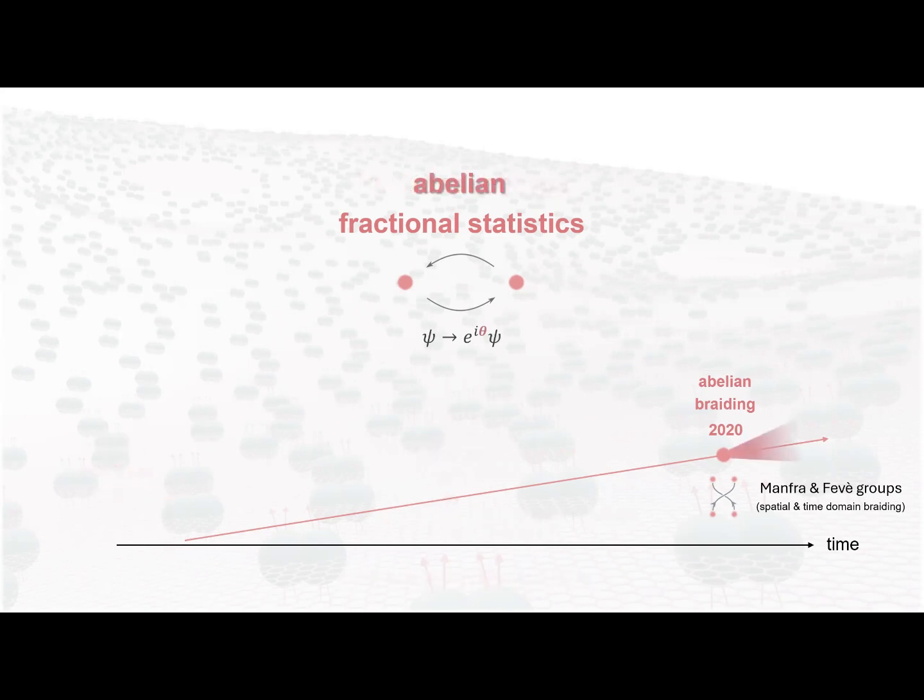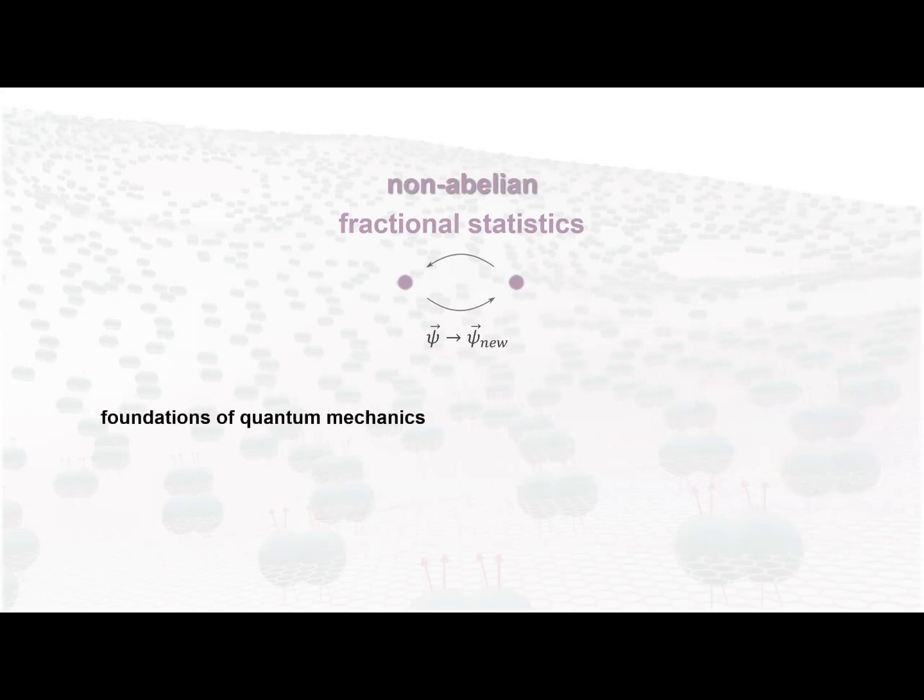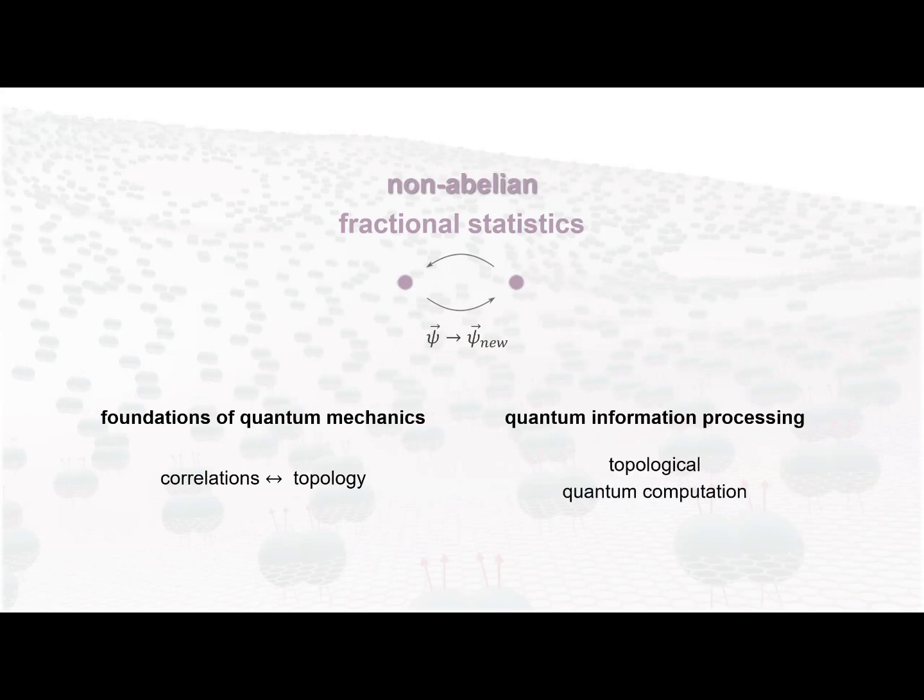Now, this experiment in 2020 was incredible in showing this abelian braiding, but more than that, it actually opens the window for experiments on non-abelian fractional statistics. In non-abelian fractional statistics, the many-body wave function doesn't only get a theta phase, but it completely changes. This is important because, on the one hand, it touches the foundations of quantum mechanics, where correlation and topology meet. On the other hand, it carries the promise for platforms that facilitate quantum information processing, like topological quantum computation. So the potential gain here is immense.